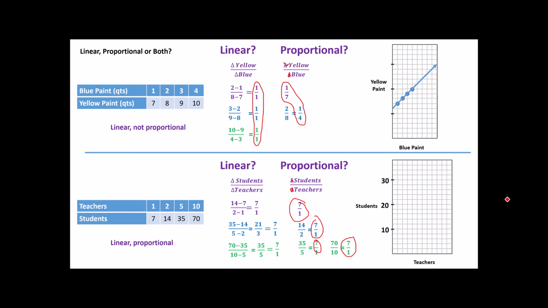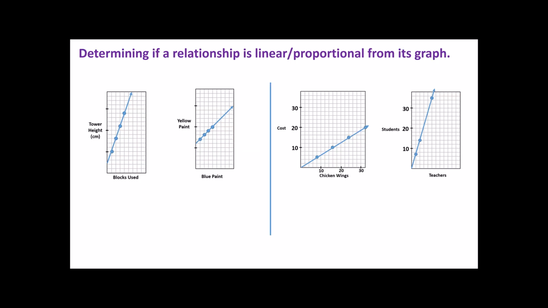So when I graph that, 1 teacher to 7 students, 2 teachers to 14 students, 5 teachers for 35 students, and I ran out of room, but we know it would go on to 10 to 70 as well. Notice that is linear. Now let's tie all this together just really quickly.